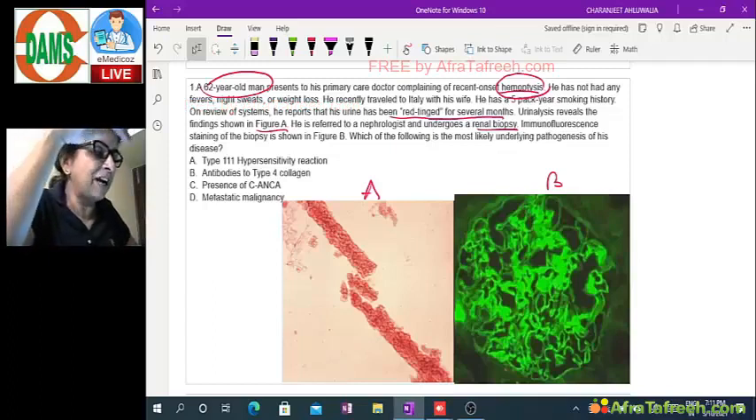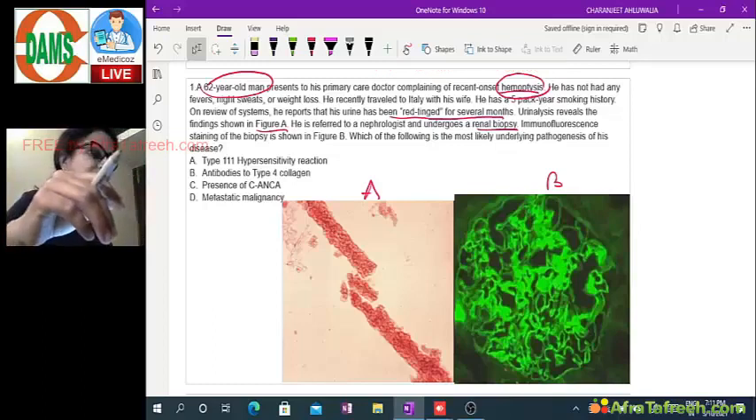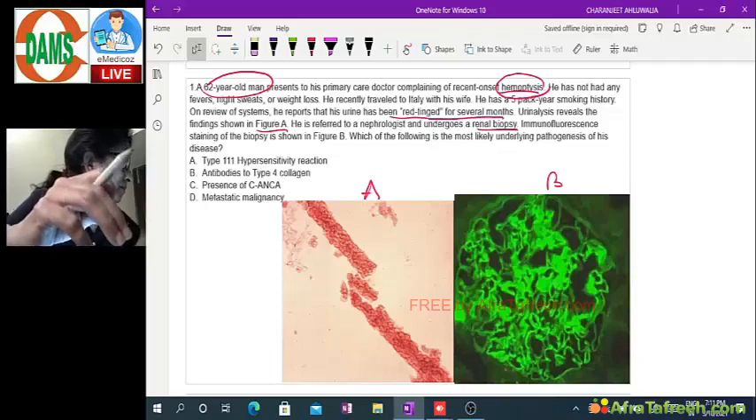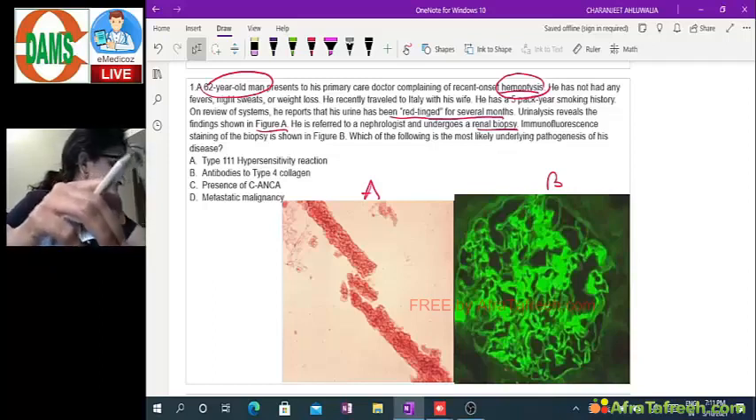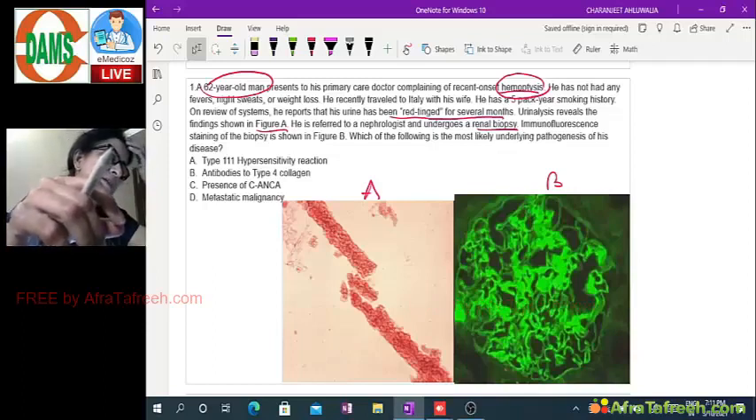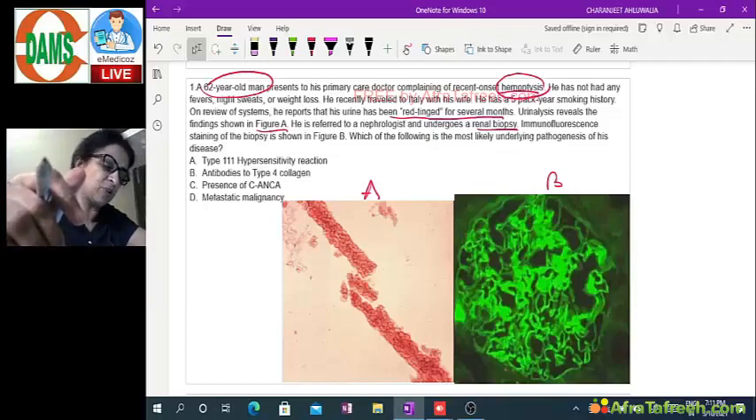I'll give you a break after this. Just 2 or 3 MCQs. I'll give you a break. Any idea what this is? Any of you? Please write in the chat. What is the answer to this question?